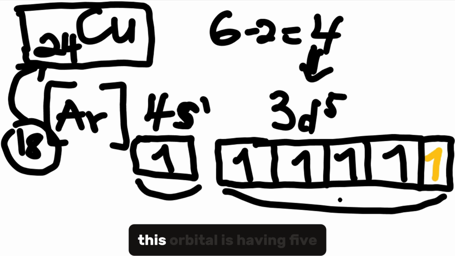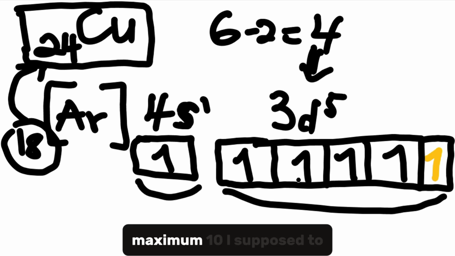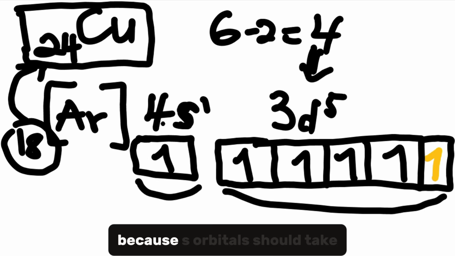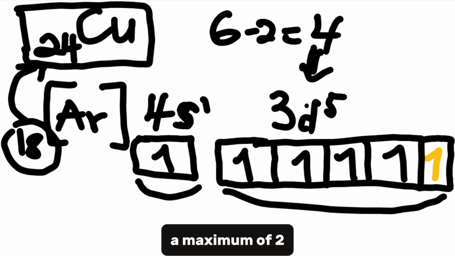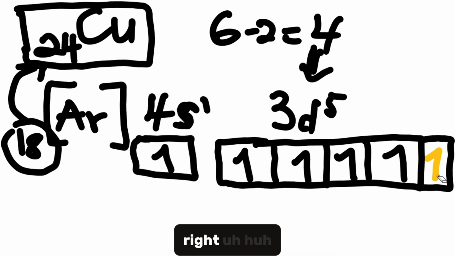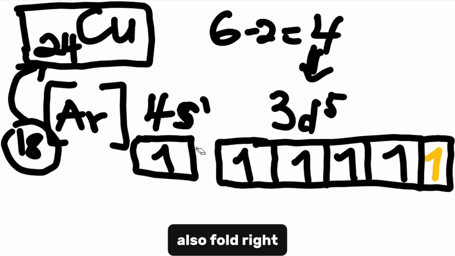So if you do that, this orbital is having 5 electrons, which is half of the maximum 10 that it is supposed to take. This one is also having one, and one is half of two, because an s orbital should take a maximum of two, and a d orbital is supposed to take a maximum of 10. So they are able to have five, half, half. So half or fully filled orbitals are stable, and they all satisfy the stability. It's better to be stable than just be following rules.